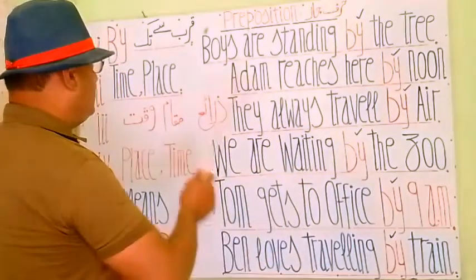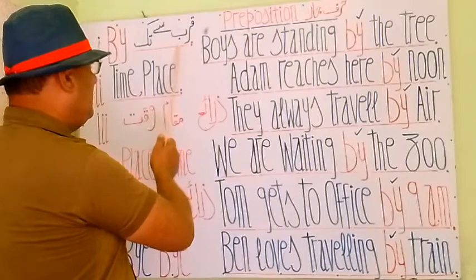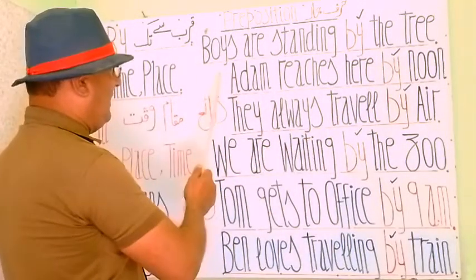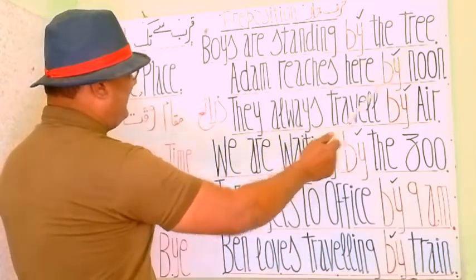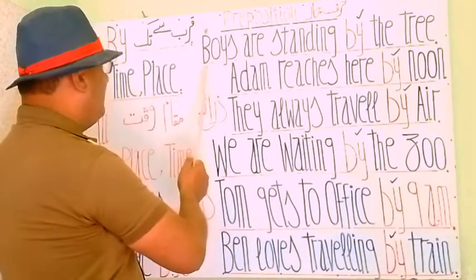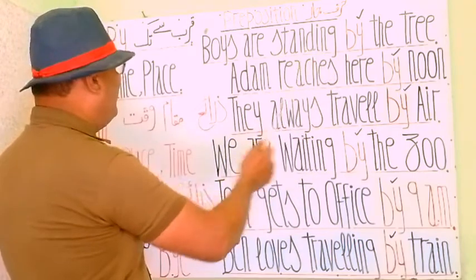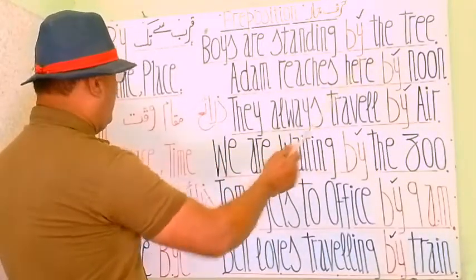Here by means close or near. By means beside. Boys are standing beside the tree. So we have used by here as a preposition. It means beside, close, near.